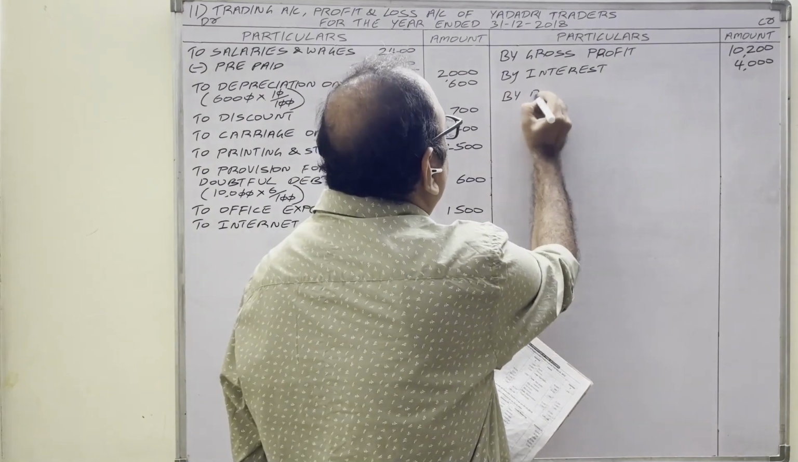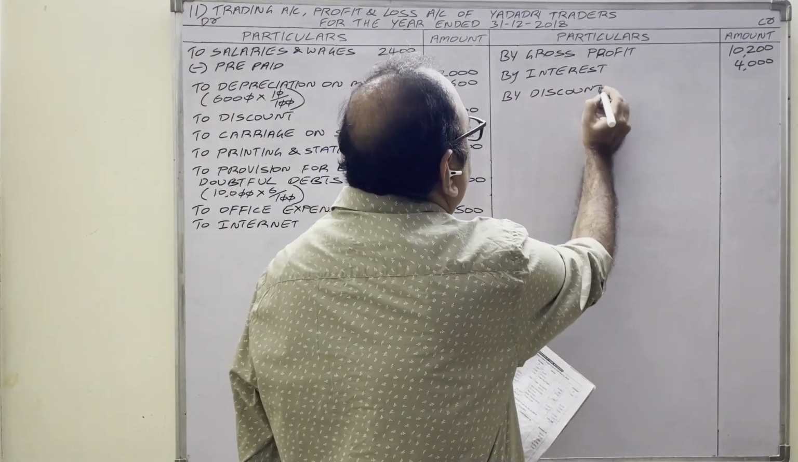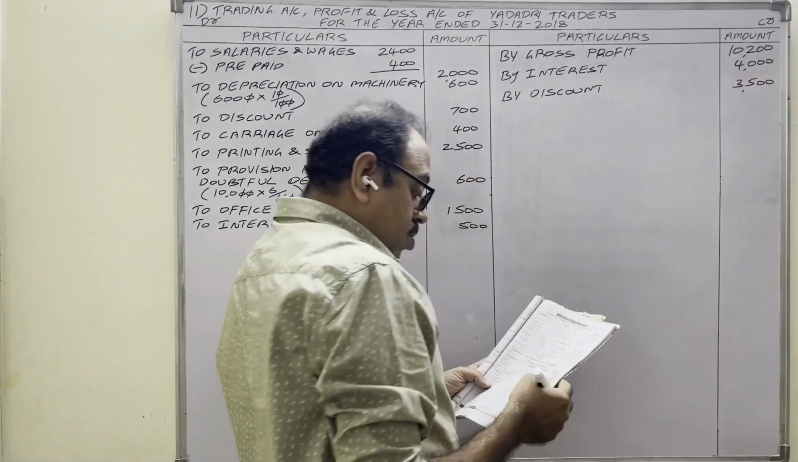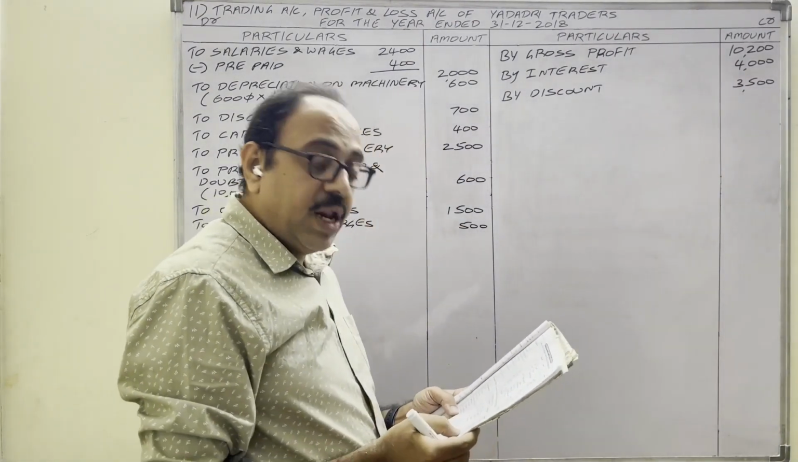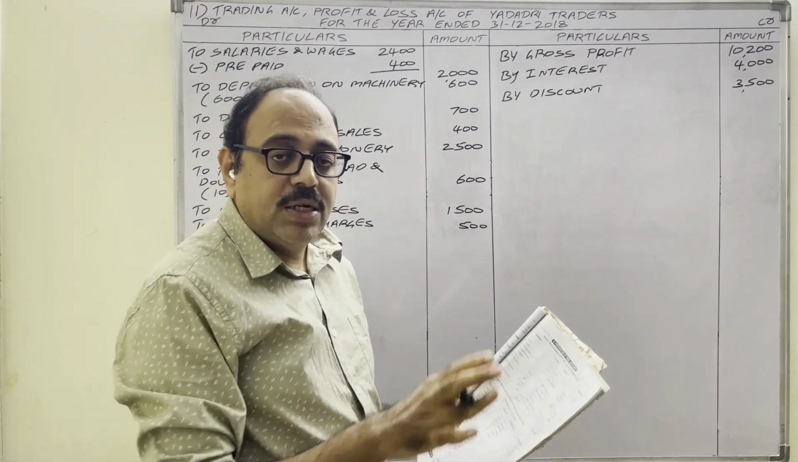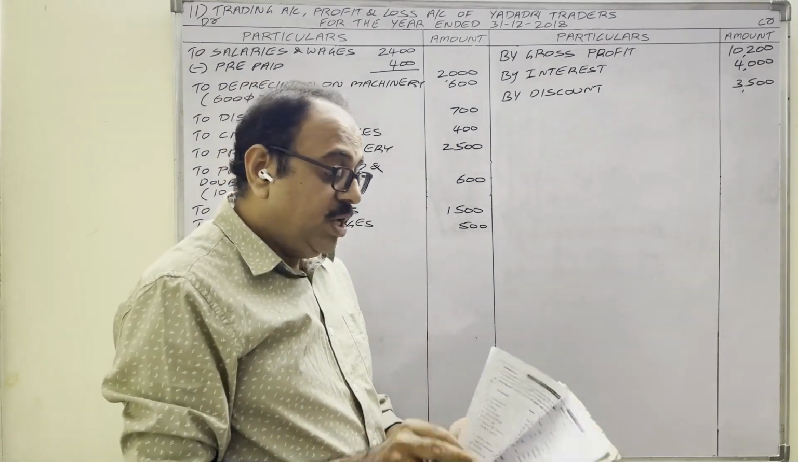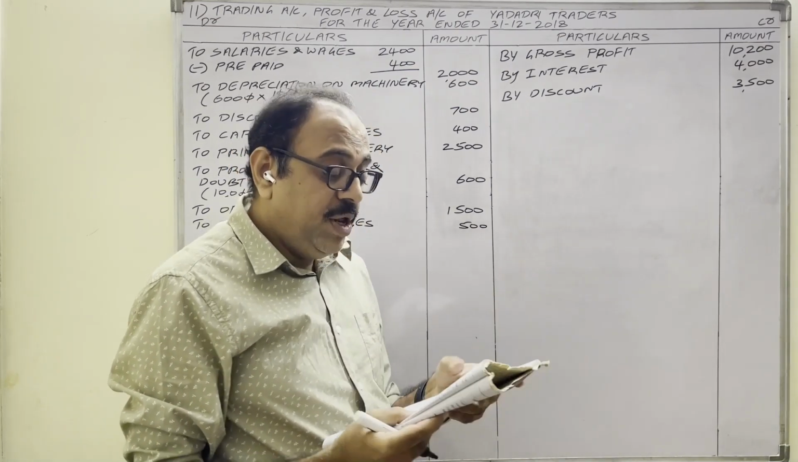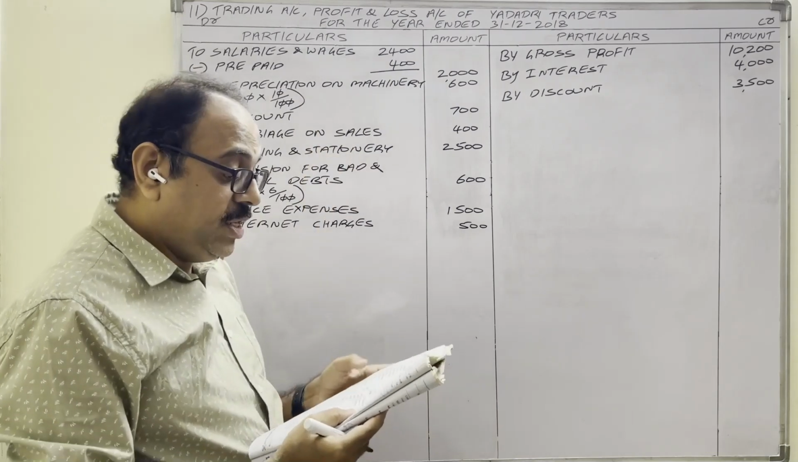By discount, you need not write received word because he is not giving. 3,500. Overdraft, capital, creditors. So trial balance amounts completed. Come to adjustments. Closing stock, not here. Prepaid salaries and wages, completed.